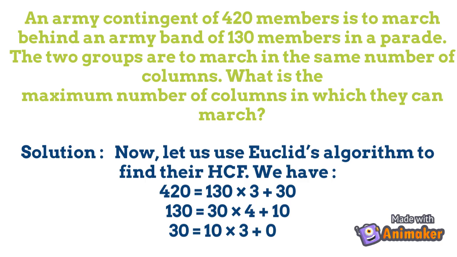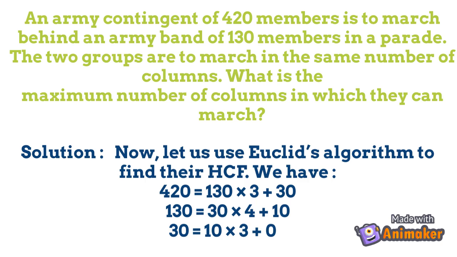Now let's see a word problem. An army contingent of 420 members is to march behind an army band of 130 members in a parade. The two groups are to march in the same number of columns. What is the maximum number of columns in which they can march? So we will solve this problem according to the Euclid algorithm to find their HCF.